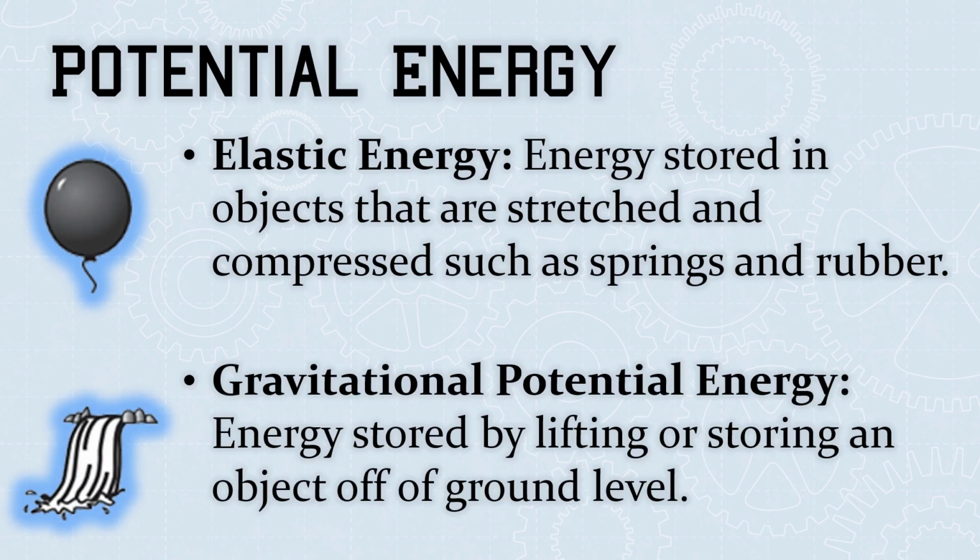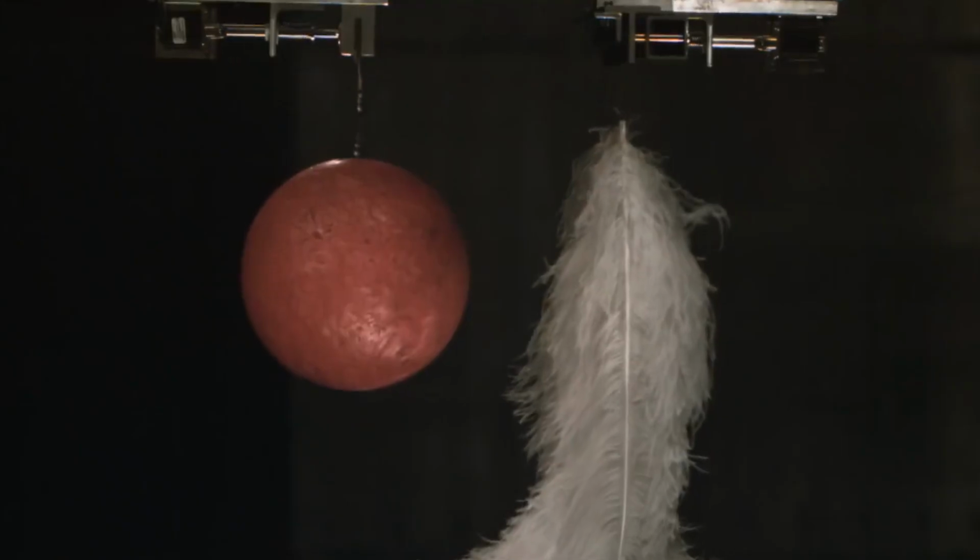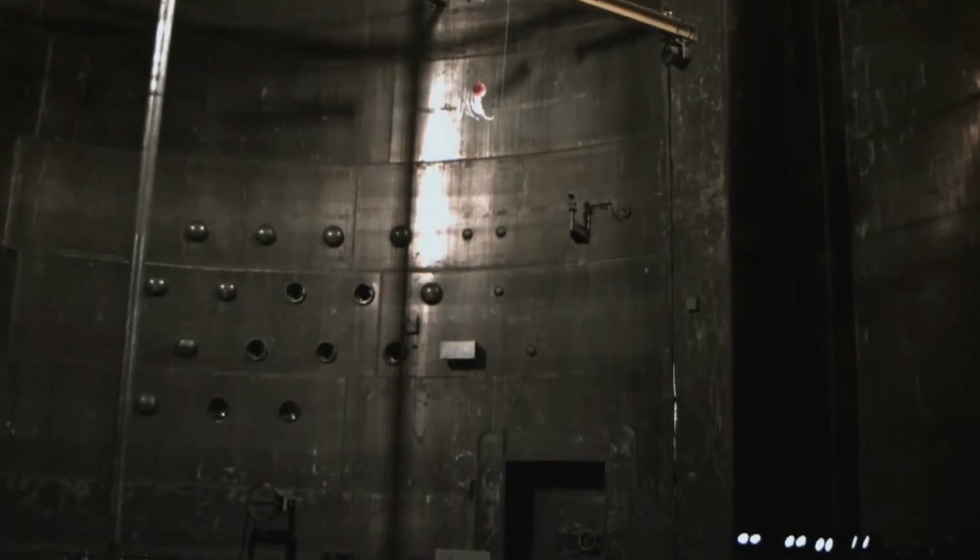A bouncy ball is dropped from a height, so gravitational potential energy plays a factor. This is energy stored by lifting an object off of ground level. The total amount of gravitational potential energy is determined by the height of the object off the ground, the mass of the object, and certain characteristics of gravity here on Earth.